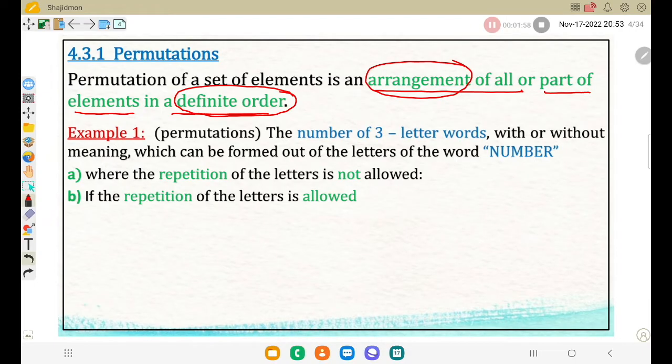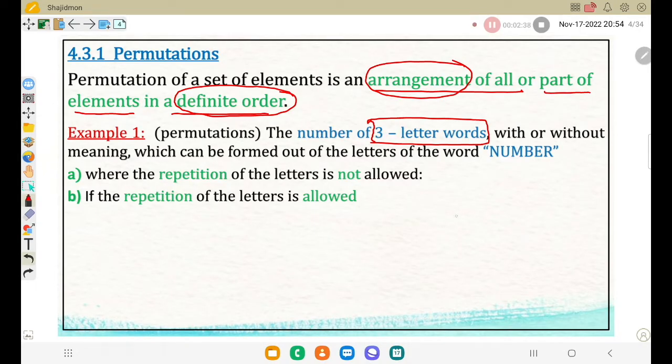Example 1: the number of three letter words, with or without meaning, which can be formed out of the letters of the word NUMBER. A part of the question is where the repetition of the letters is not allowed. And if the repetition of the letters is allowed, these two cases. Find the number of permutations, or the number of three letter words with or without meaning, that can be formed from the letters of the word NUMBER.